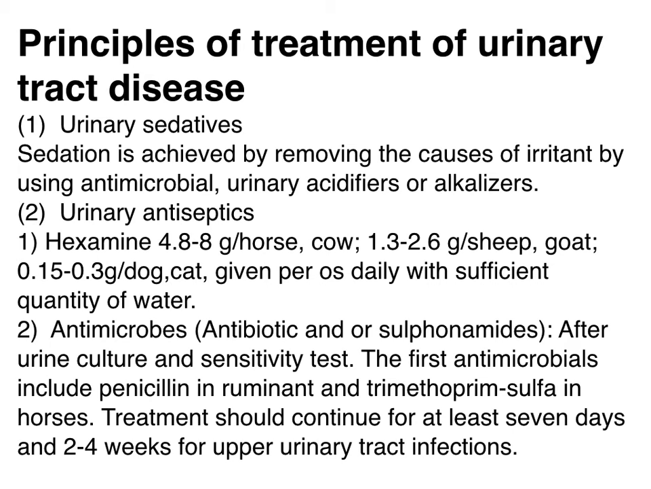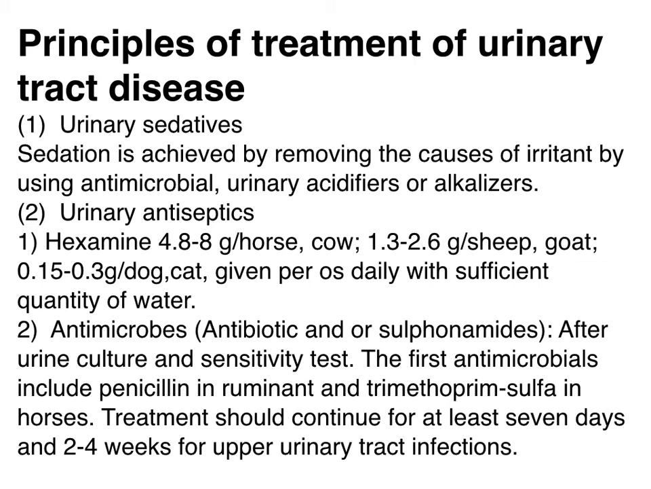Sedation is achieved by removing the cause of irritant by using antimicrobial, urinary acidifiers or alkalizer. Urinary antiseptics هكسامين، يجب أن نعطي معقمات للجهاز البولي، وهي الهكسامين 4 إلى 8 جرام للهورسز والكاو، 1.3 to 2.6 بالشيب وهكذا. يجب أن نعرف المسبب الرئيسي إذا كان بكتيريا أو فيروس أو مسببات أخرى، فيجب إعطاء الأنتيبيوتكس or sulfonamides after urine culture and sensitivities.